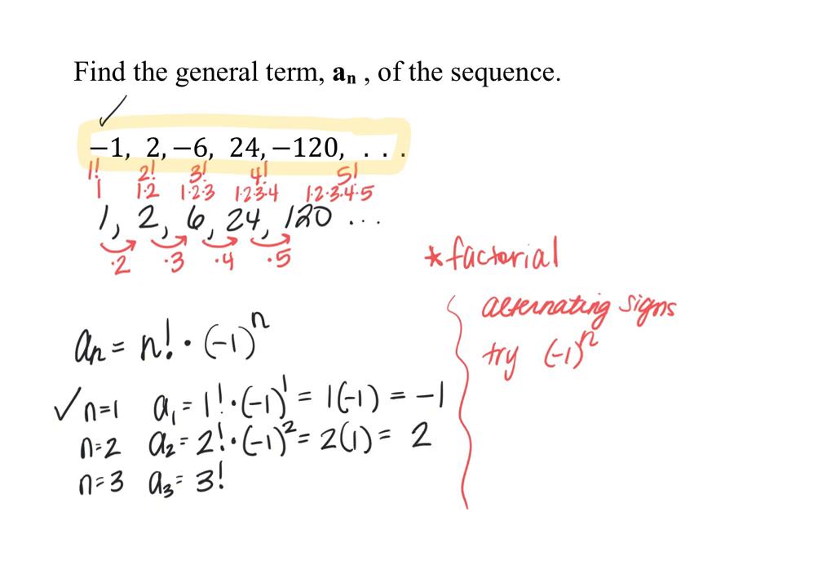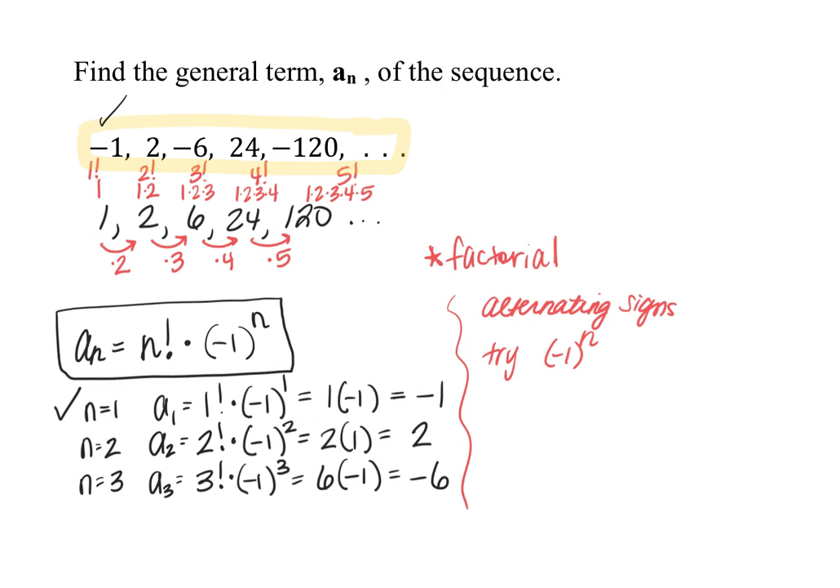If we plug in 3, we'll have 3 factorial times negative 1 cubed. So 3 factorial will give us 6. Negative 1 cubed will be a negative 1. So I will get a third term that's negative 6. So you can see this formula will generate our sequence of numbers where we have these nice factorials, but they're alternating signs, and the first term is negative.